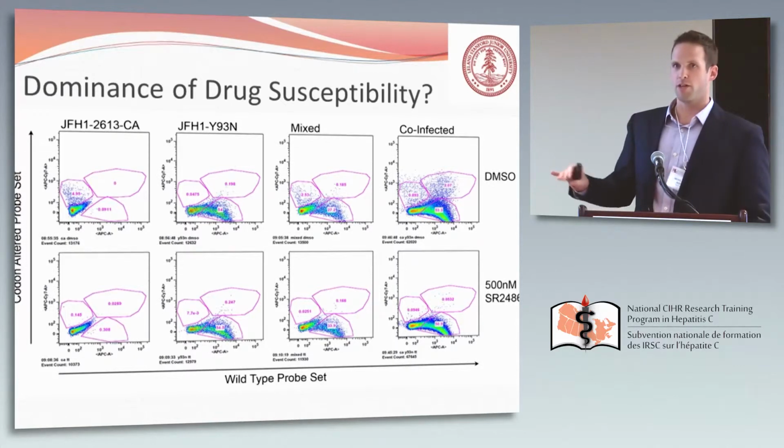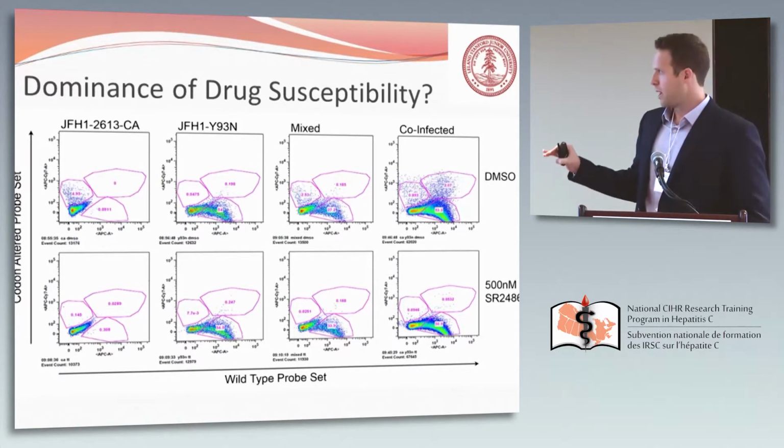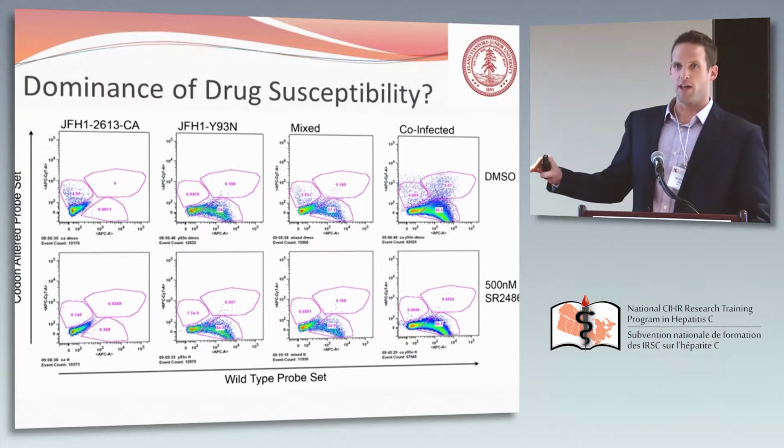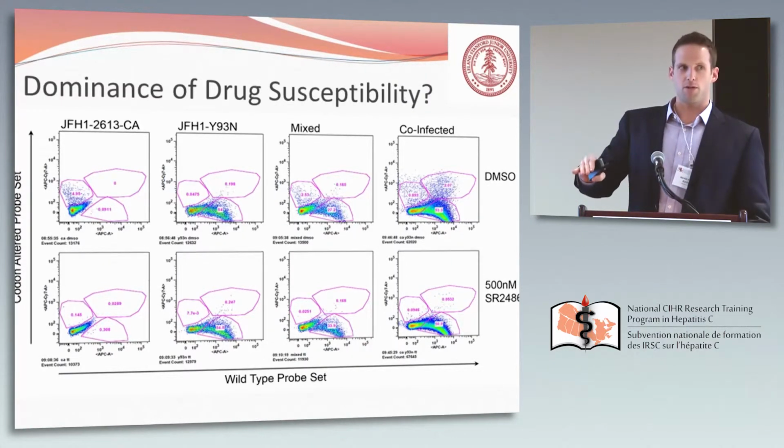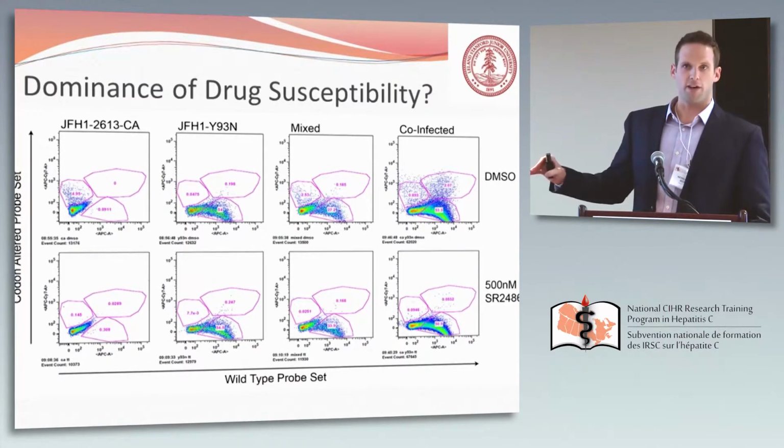So this is preliminary data. There's obviously a few different interpretations to this, but one of them is that NS5A drug susceptible proteins that are drug bound are having a dominant negative effect on drug resistant NS5As in the same cell.